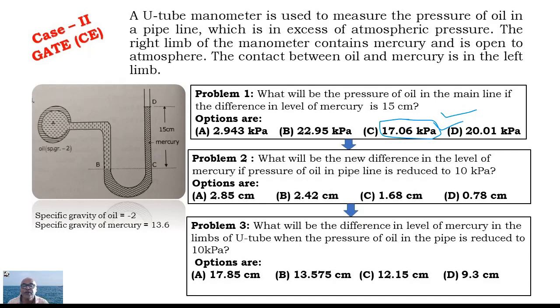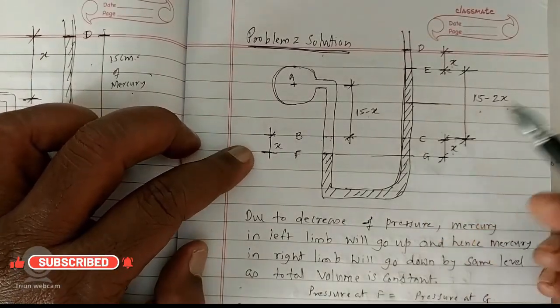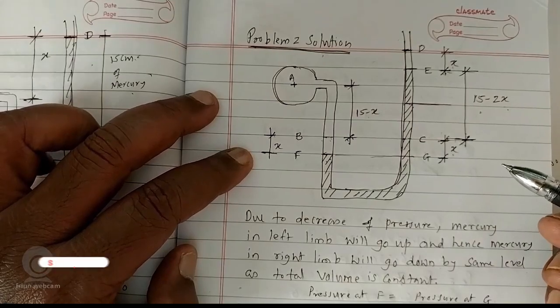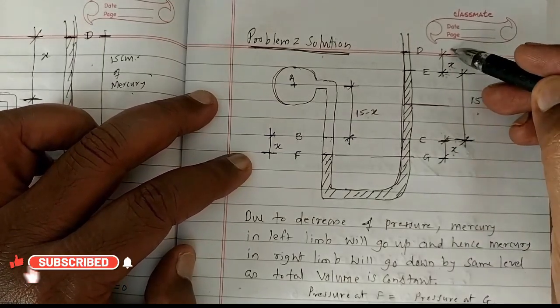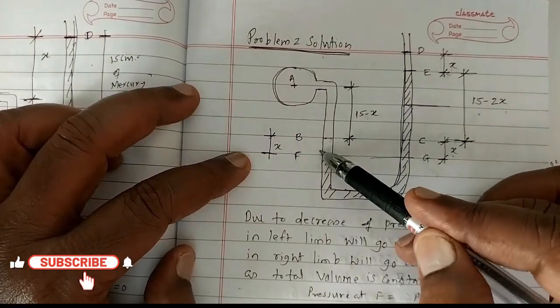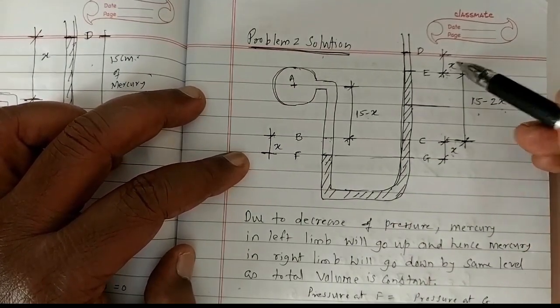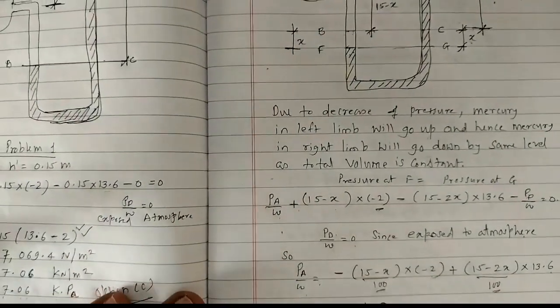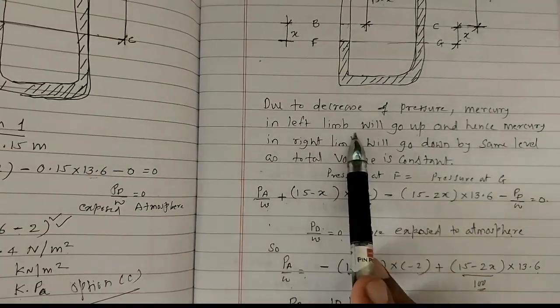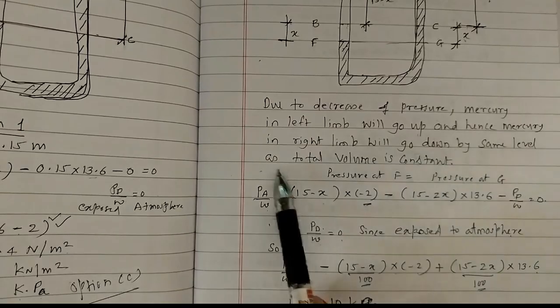What will be the new difference in the level of mercury if the pressure of oil in the pipeline is reduced to 10 kilopascal? And options are given here. So let us understand this particular problem. So from B to F, let us say the pressure decreases by X, and there is a subsequent rise of X here, and X also here in mercury. So 15 minus X from A to B, and the distance between E to C is 15 minus 2X, because 15 minus X, that is 15 minus 2X. So due to decrease of pressure, mercury in the left limb will go up, and hence mercury in the right limb will go down by the same level as the total volume is constant.